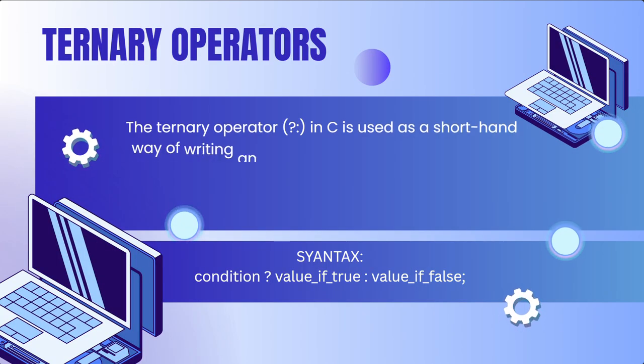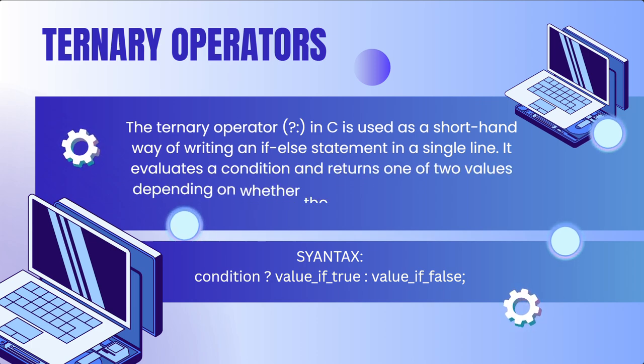Moving on, we have ternary operators. Ternary operator is another type of decision making. It is not a particular statement like if, else or switch. It is an operator. Okay, and it is used as a shorthand operator.